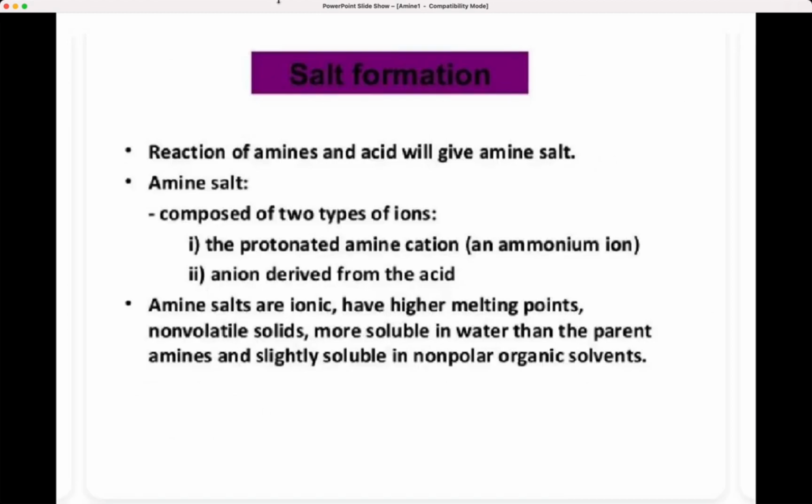Now salt formation. The reaction of amines and acids will give an amine salt. An amine salt is composed of two types of ions: one is the protonated amine cation, which is an ammonium ion, and the other is the anion derived from the acid. Normally amine salts are ionic and have high melting points. They are non-volatile because they don't form vapors easily. They are non-volatile solids, more soluble in water than the parent amines, and slightly soluble in non-polar organic solvents.